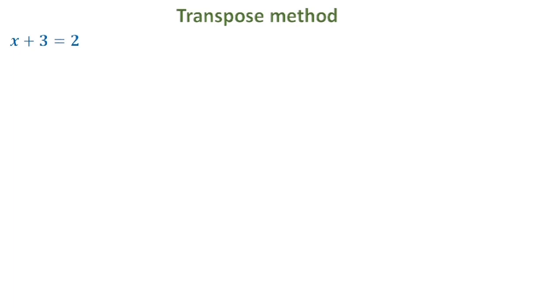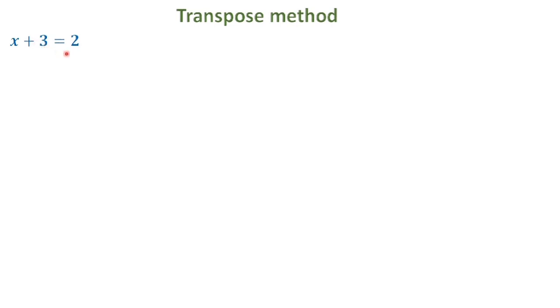Now see the first equation, x plus 3 is equal to 2. Here we have two terms on the LHS and one term on the RHS. The power of the variable is 1, therefore it is a linear equation.